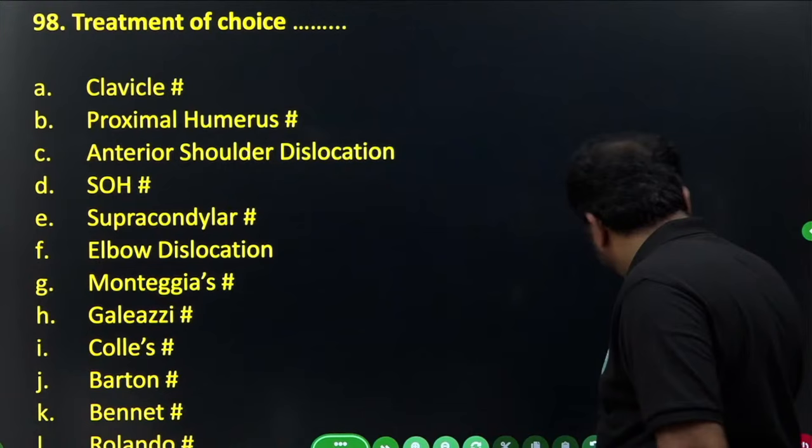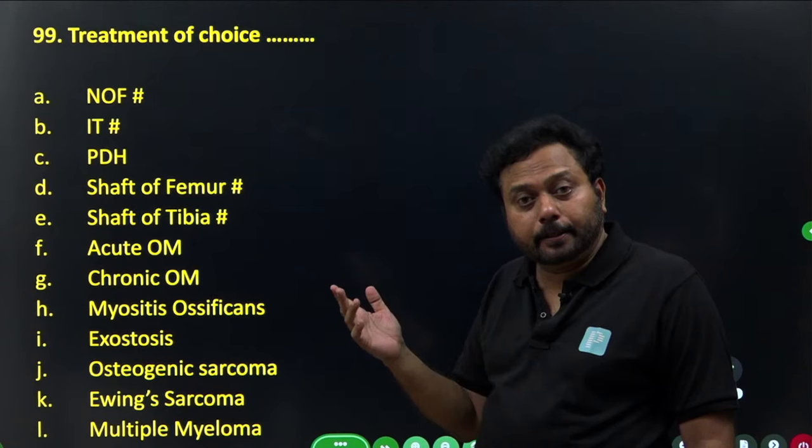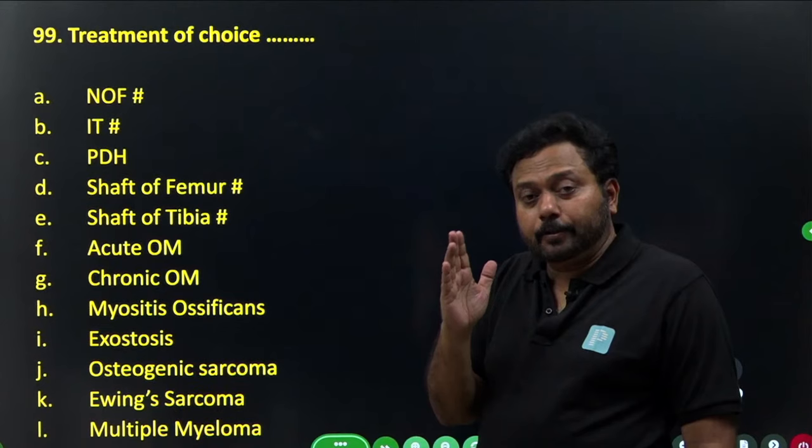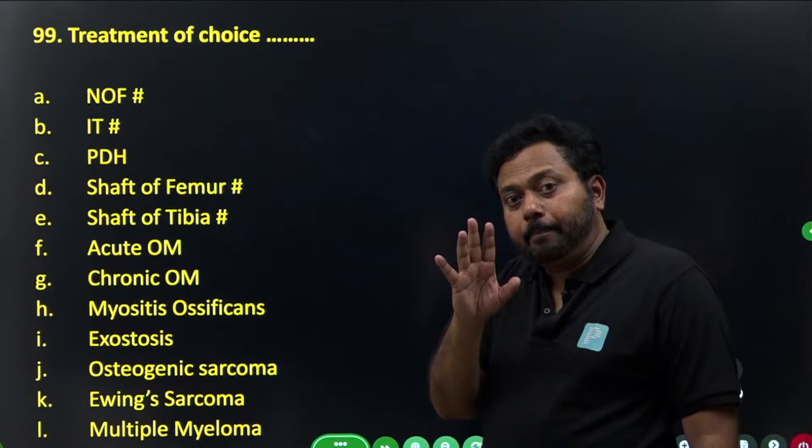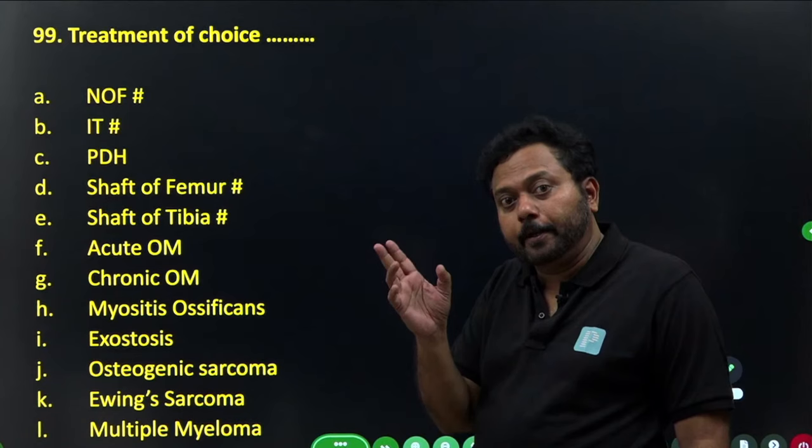Neck of femur fracture again depends upon the age and the Garden's type. There is no time to discuss all those things. By three ways you can manage. If it is an incomplete fracture, fix it with 3-point screw fixation or dynamic hip screw. If it is complete, mostly it will go for avascular necrosis, so do a hemiarthroplasty or total hip replacement depending upon the age.